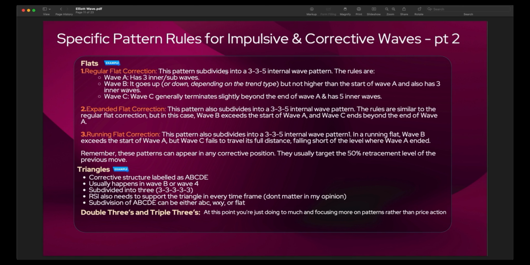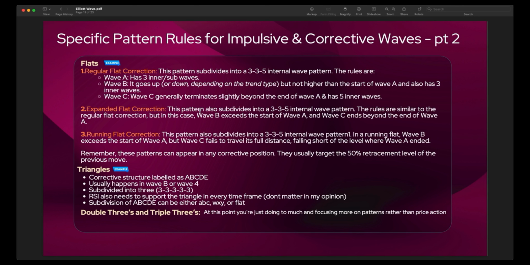This pattern subdivides into a 3-3-5 interval wave pattern. The rules are: wave A has 3 inner or subwaves. Wave B goes up or down depending on the trend type, but not higher than the start of wave A, and also has 3 inner waves. Wave C generally terminates slightly beyond the end of wave A and has 5 inner waves.